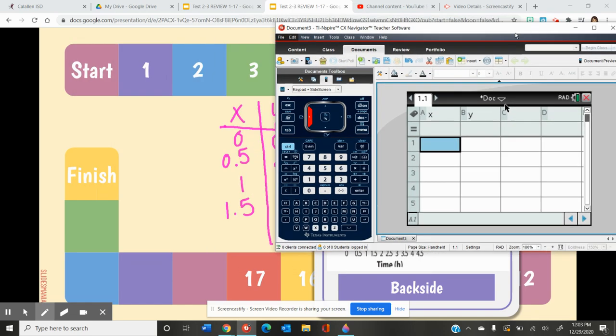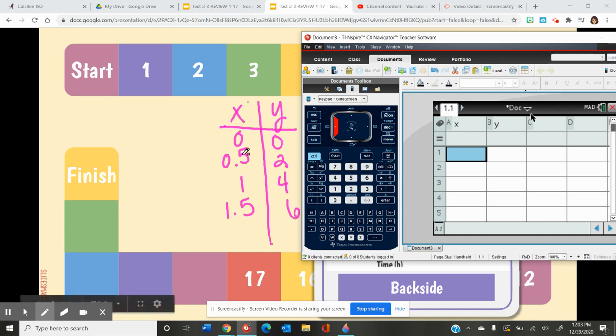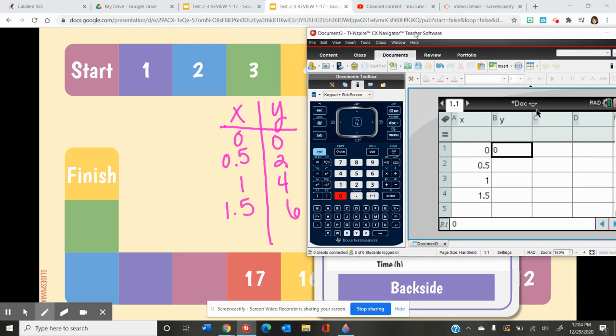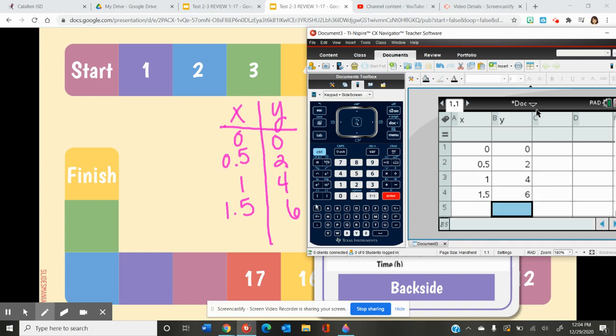Once we do that, we can start entering in the values off of the table, off of the points we pulled from the graph. So here I'm going to enter in all my X values first. So we have 0, 0.5, 1, and 1.5. Again, if they give you a trend line, all you need to do is use 2 points, but I'm going to use 4 just because sometimes you don't always have the trend line. Sometimes you will get a scatter plot without the trend line. So now I'm entering in my Y values. We have 0, 2, 4, and 6.